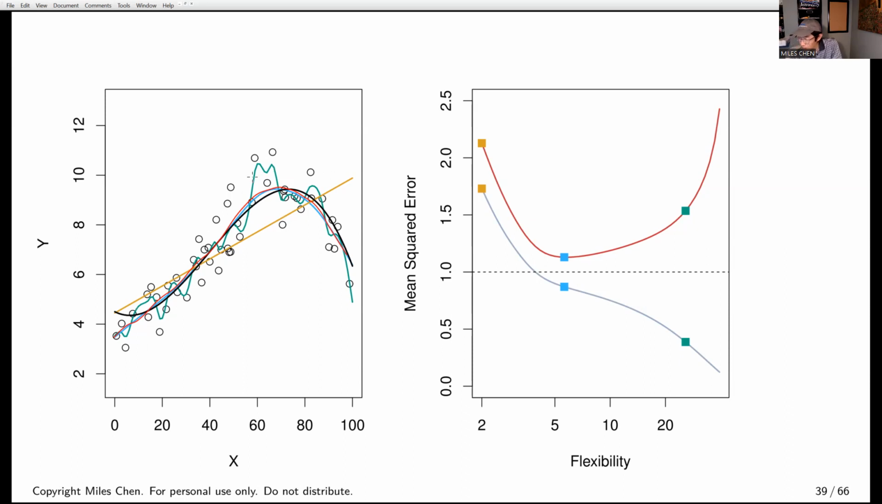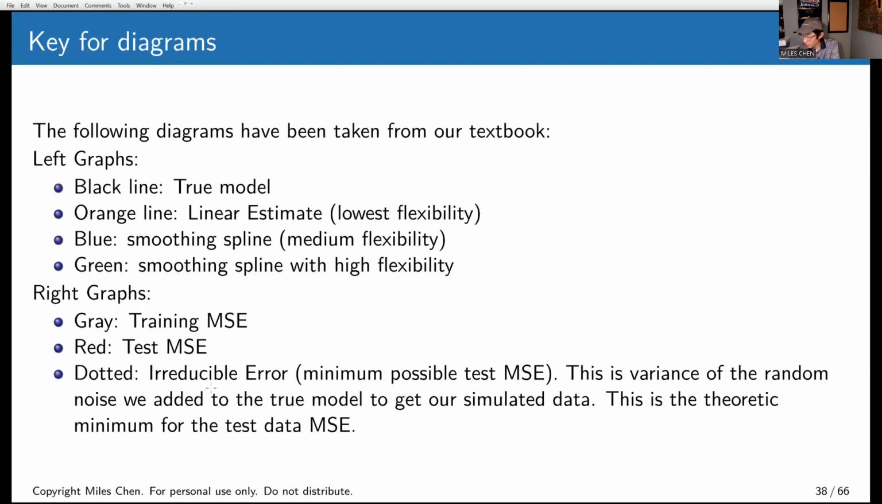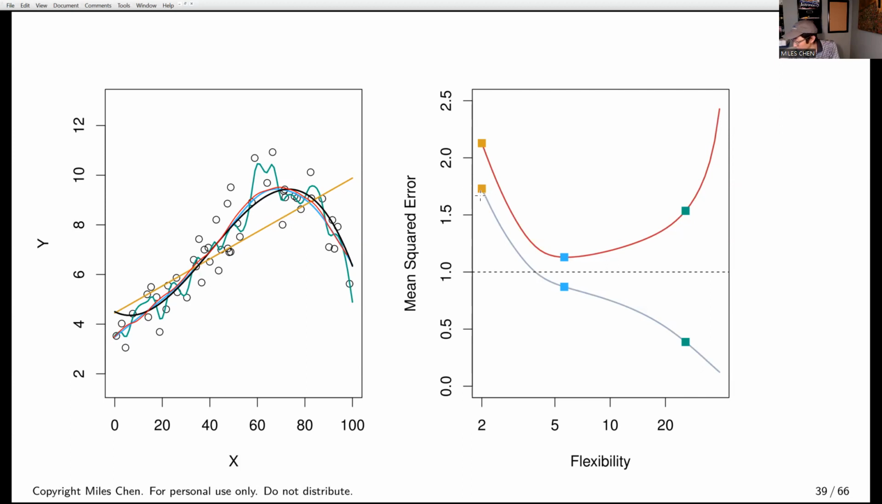And you can see the really flexible one kind of overfits our data. This graph over here is the mean squared error for your training data and your test data. The gray is for the training and the red is for the test. And so this one is the linear model, and you can see it's got high error on the training data. This one is the spline, and this is the very jagged spline.